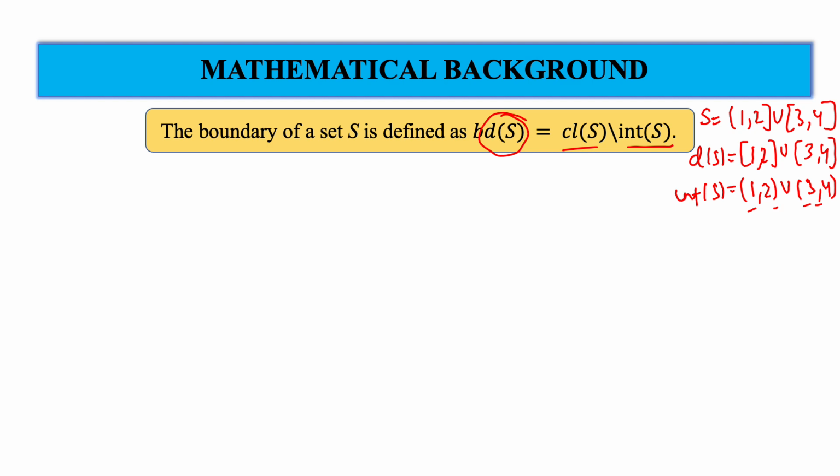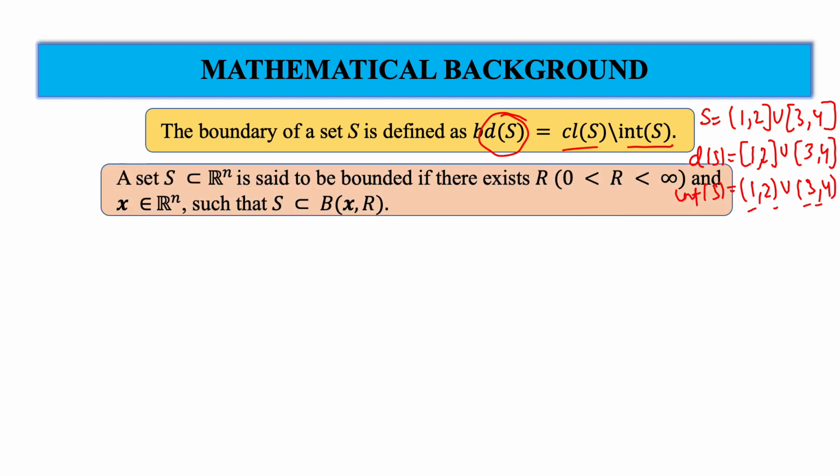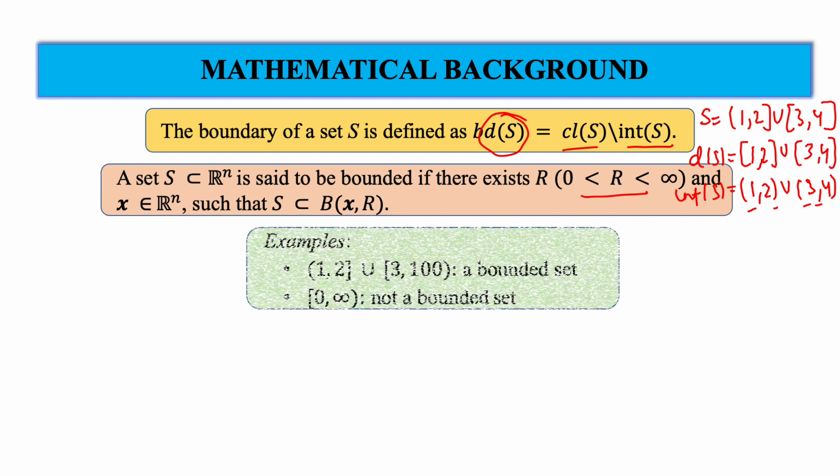Now a set is said to be bounded if it can be put in a ball of finite non-zero radius. So here is an example of a bounded set. This set can be put in a ball of finite radius. On the other hand, this interval is not a bounded set, so it cannot be put in a ball of finite radius.